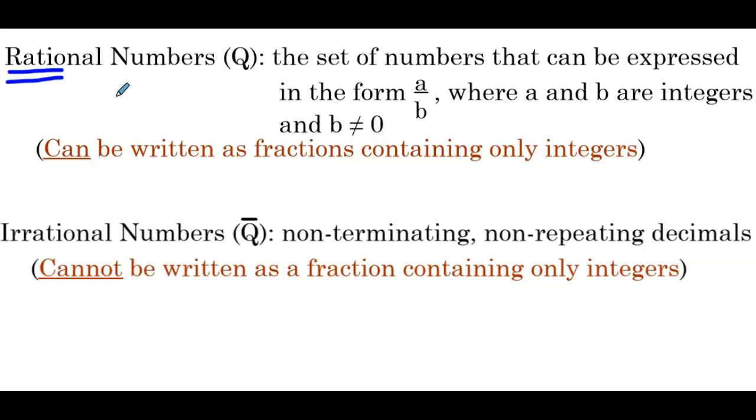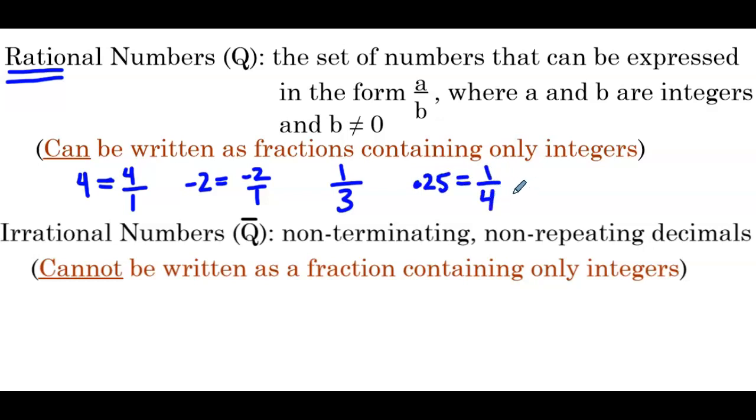So all of the integers fall into this category, right? The number 4 could be written as 4 over 1, right? -2 could be written as -2 over 1. Some other rational numbers, we would have 1/3, right? Ratio of 2 integers. 0.25, which is 1 over 4, the ratio of 2 integers. 0.1 repeating would be 1 over 9, the ratio of 2 integers. Okay, so repeating decimals do fall into rational numbers because we can express them as the ratio of 2 integers.